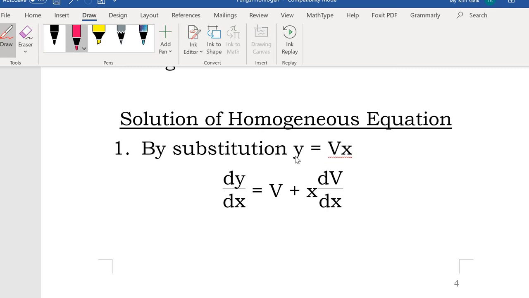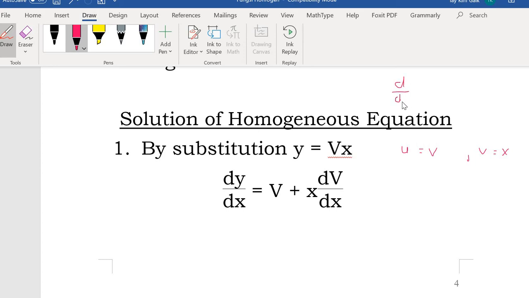v is a function of x. Then you differentiate both sides with respect to x. So d/dx of y, you have dy/dx. For the right hand side, you need to use the product rule, because v is a function of x, x of course is a function of x. Using the product rule of differentiation, your u is equal to... oh, never mind.